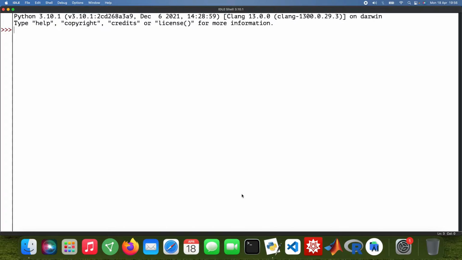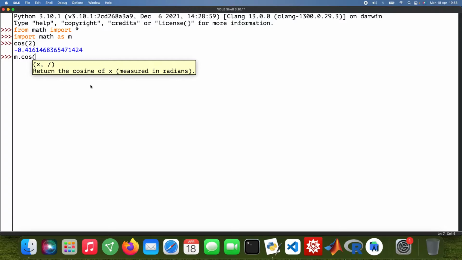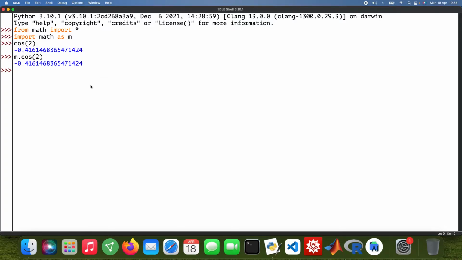So let's get started. From math import asterisk. I can also do it this way: import math as m. The difference is, with the first method, you can just evaluate a function by typing in the function. With the second method, you always have to type m dot, then the function. It's just personal choice. I just prefer using the first one.